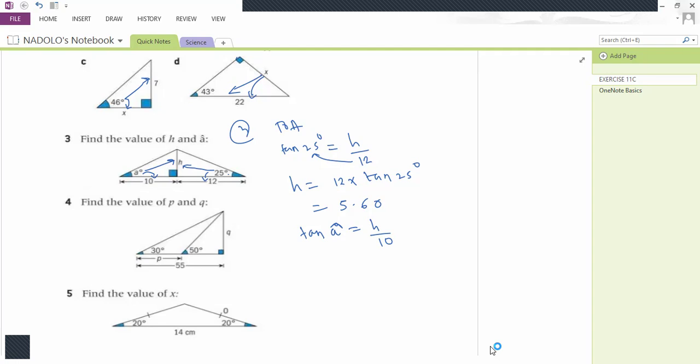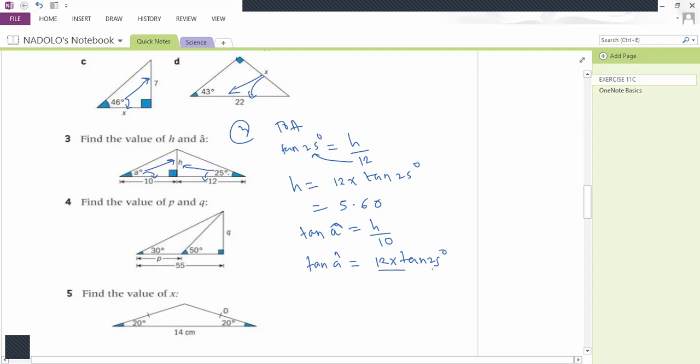Now h will be given by what we got up there. But if you want to be accurate, you would want to put the exact value of h. So tan A should be given by, remember h was 12 multiplied by tan 25 degrees, divided by 10. So if you want to get A, you have to do tan inverse of the right side. So let's see how much angle A is. Angle A is tan inverse of 12 times tan 25 over 10.